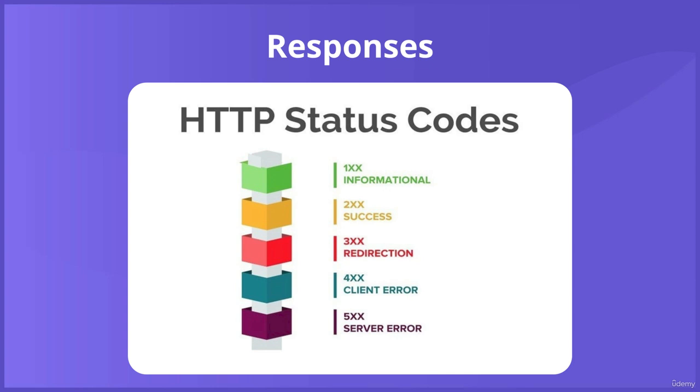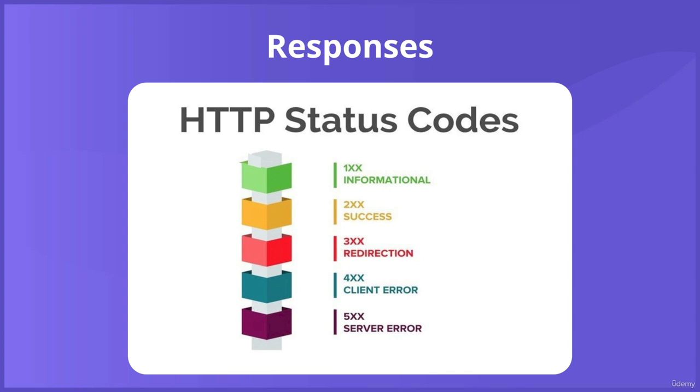2XX, success responses. The request was successfully received, understood, and accepted. 200, OK. That means the request was successful. 201, created. The request has been fulfilled and a new resource has been created.